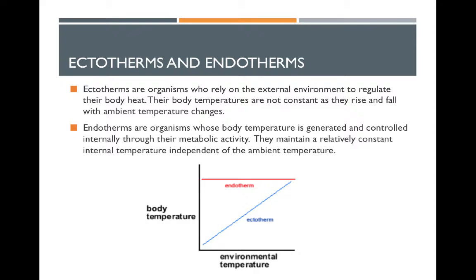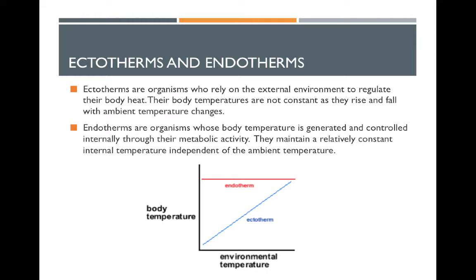So ectotherms are organisms who can't control their own body temperature. They rely on the external environment to regulate their own body heat, okay? So their body temperatures tend to fluctuate a lot more. They rise and fall as the outside temperature changes. Endotherms, on the other hand, are organisms whose body temperatures are pretty well controlled. They stay reasonably constant, and it's controlled through their metabolism. So their cellular activities generate enough heat that they can control their body temperature. So their internal body temperature is relatively constant, okay?